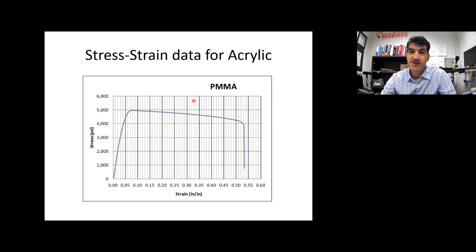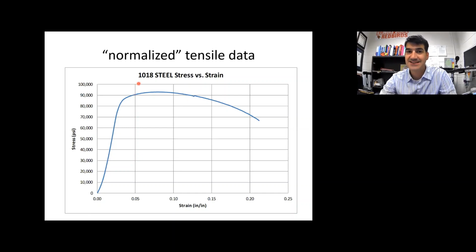Here's another example of a stress strain curve. This is a type of plastic. And so you can see the values are different. This is a type of plastic, and the ultimate tensile strength is somewhere just under 5,000 psi. Whereas going back a slide, this was 1018 steel, and its ultimate tensile strength looks like it was somewhere around 93,000 psi. So you can see the values are going to look different, and the shapes look a little different too.